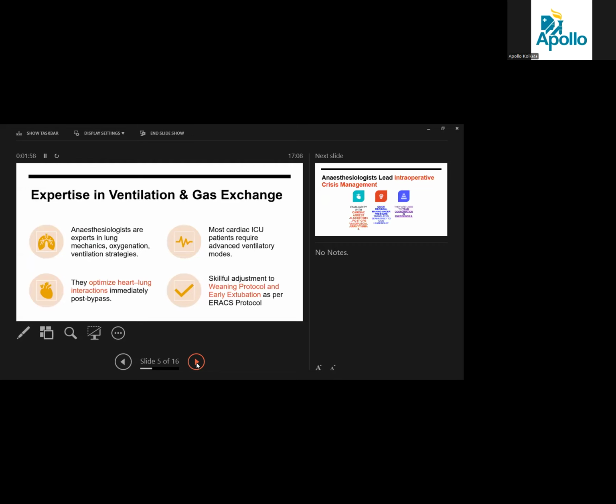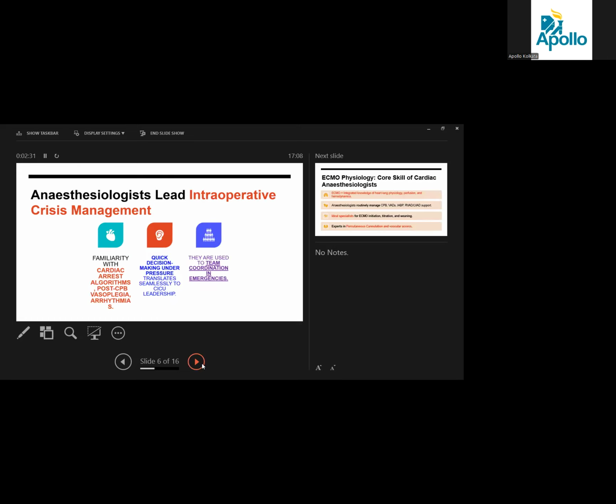They are also experts in ventilation and gas exchange. They optimize heart-lung interactions immediately post-bypass. Most cardiac ICU patients require advanced ventilatory modes. Thus, skillful adjustment of these is helpful in the weaning protocol and early extubation as per the ERAS protocol. ERAS means early recovery after cardiac surgery, which is mostly involved in the fast tracking of cardiac surgery. That I will come to later on.